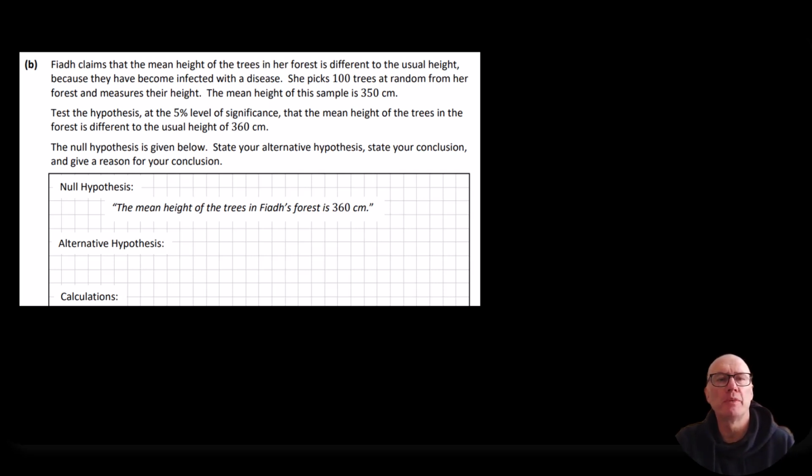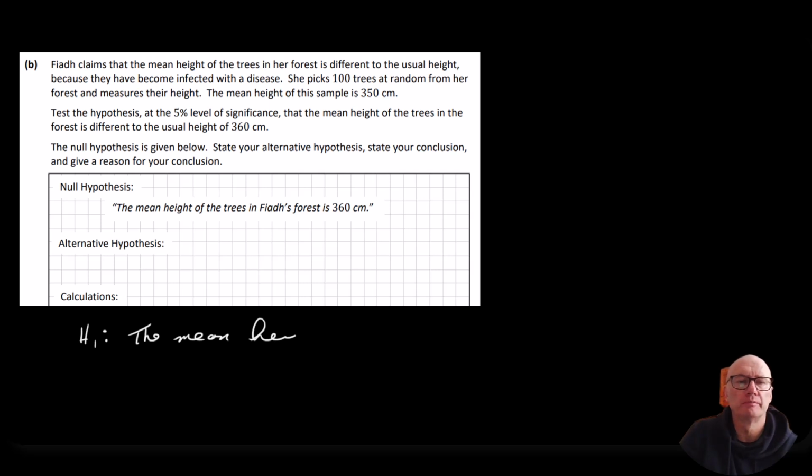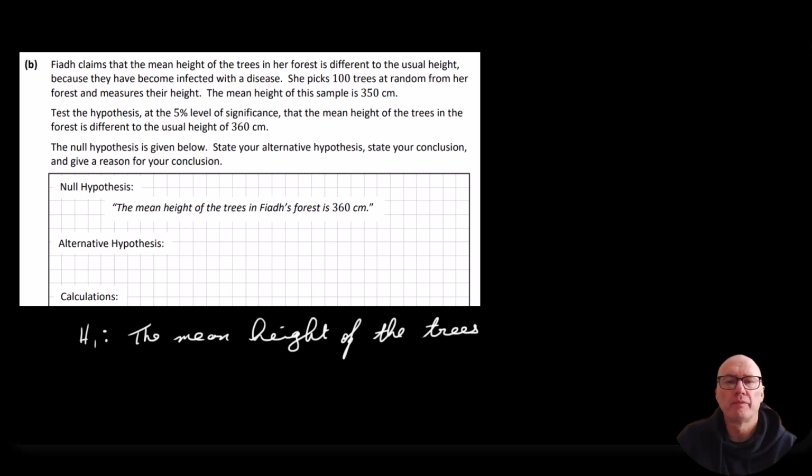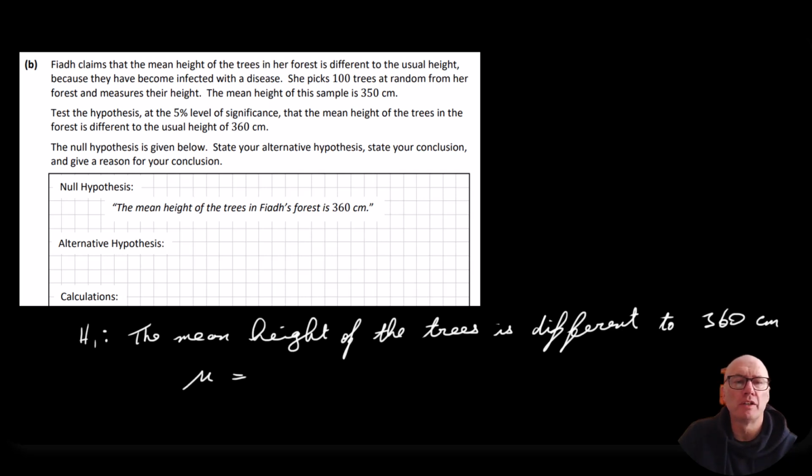The null hypothesis is given below. State your alternative hypothesis, state your conclusion, and give a reason for your conclusion. So the null hypothesis is that the mean height of the trees in Fiach's forest is 360 centimeters. So that's already given. Our alternative hypothesis then is, let's say H1, that the mean height of the trees is different to 360 centimeters, or the mean is not equal to 360 centimeters.